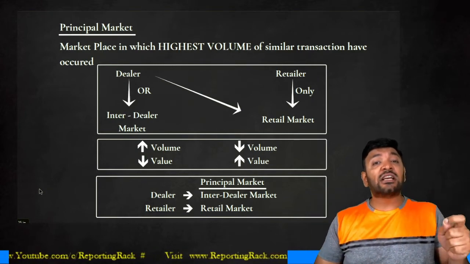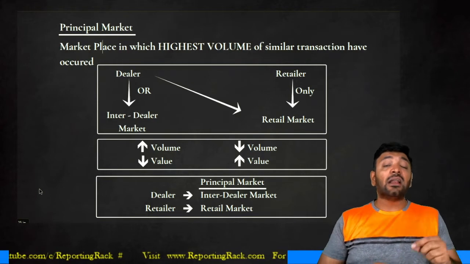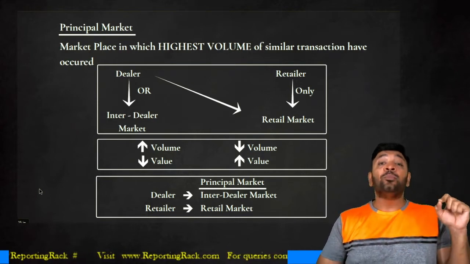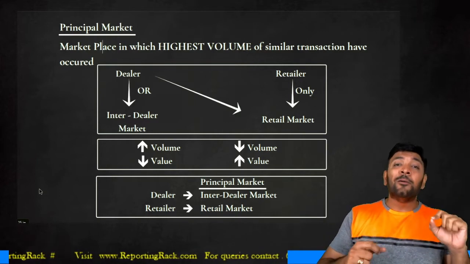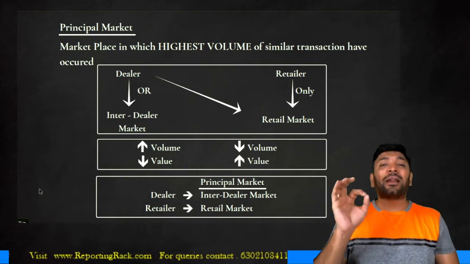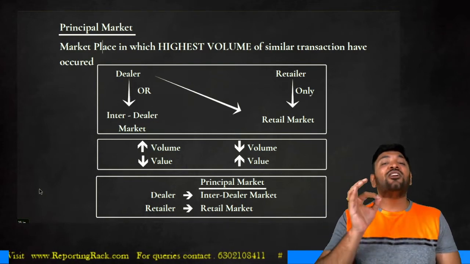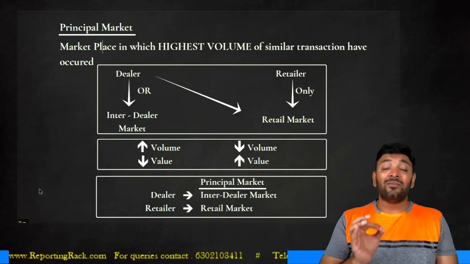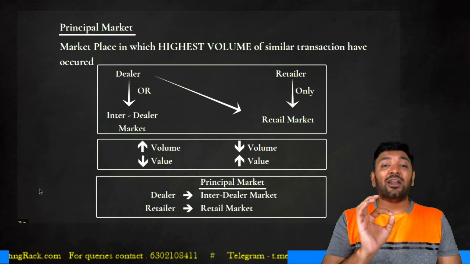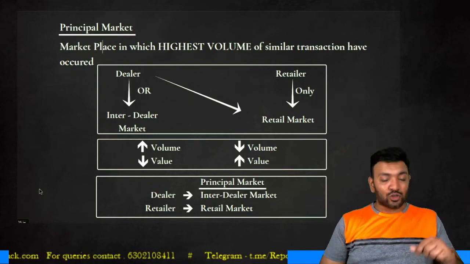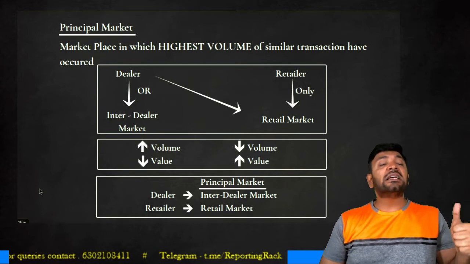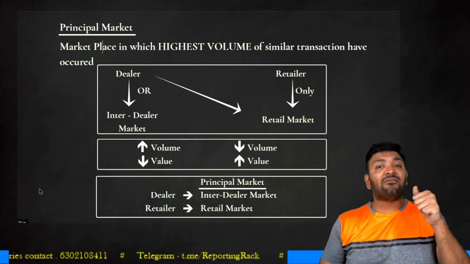In such a situation where I cannot determine the principal market, I will have to determine the most advantageous market, and the fair value should be determined based on the most advantageous market. That means the market in which the value of the commodity is the highest should be called the most advantageous market. So what is a principal market? It is a marketplace in which the highest volume of similar transactions have occurred.